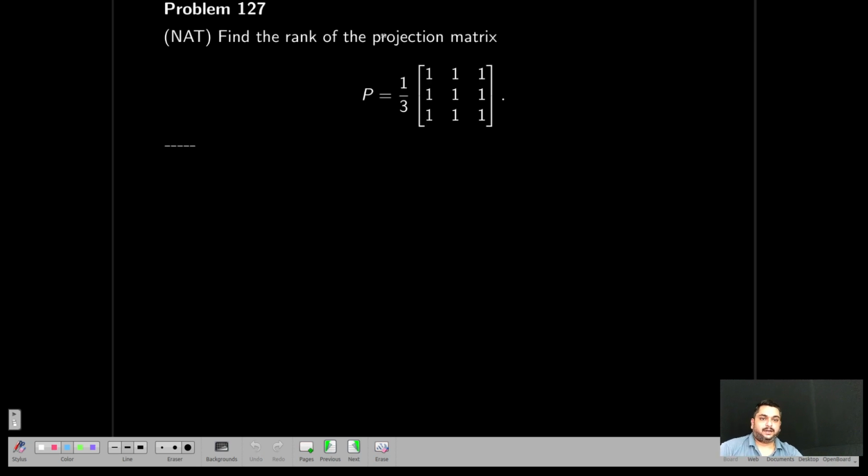Next, find the rank of the projection matrix. So the projection matrix rank is nothing but only one linearly independent row. So the rank is always 1. Okay.